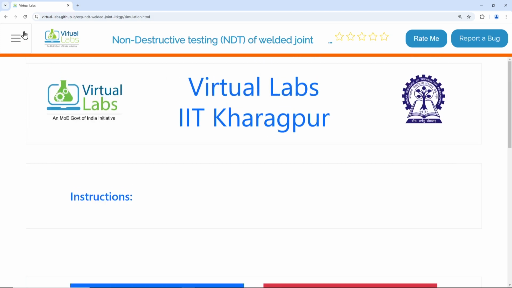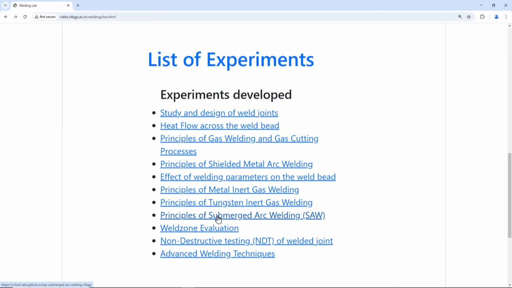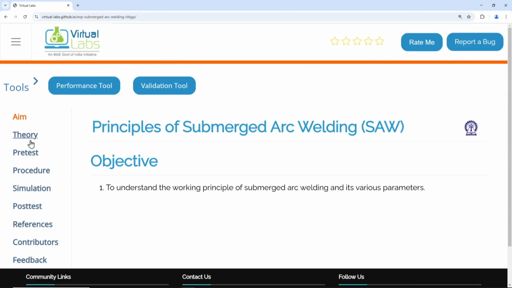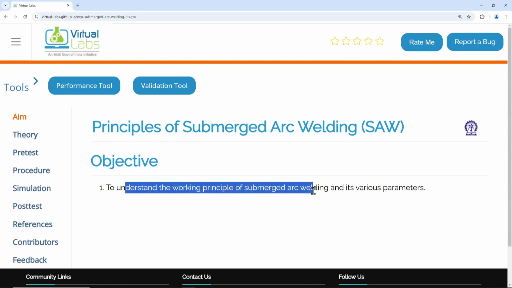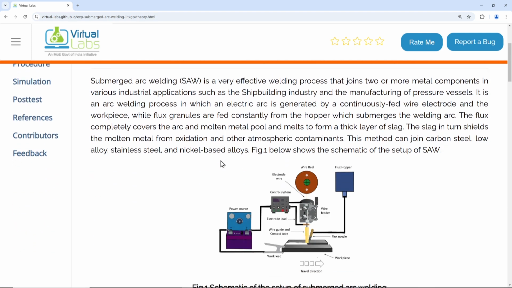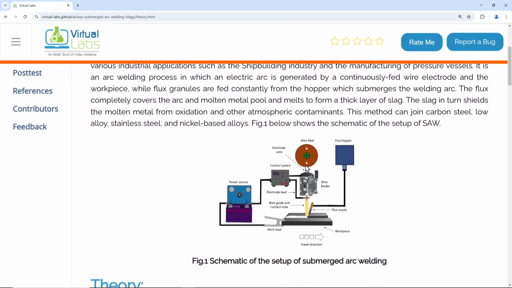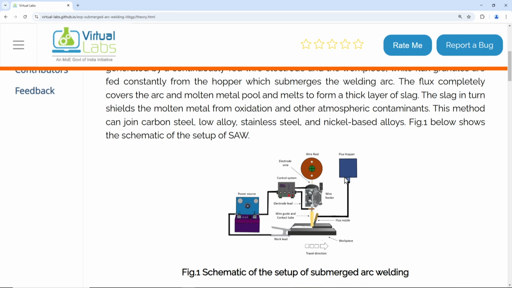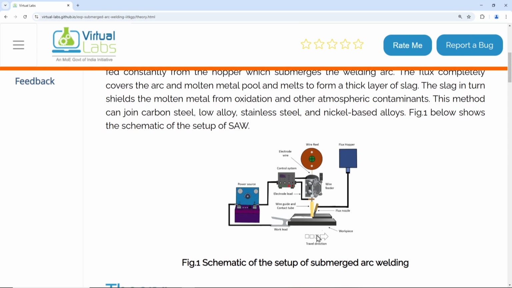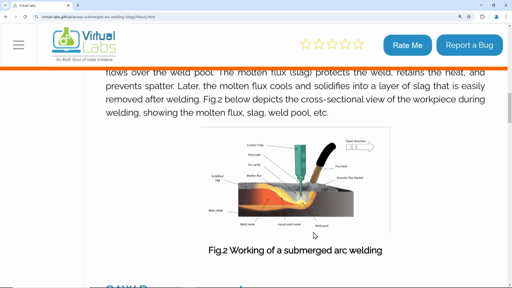Let me pick another experiment. Let me pick submerged metal arc welding. In submerged metal arc welding, the objective is to understand the working principle of submerged arc welding and its various parameters. The theory: there is a wire reel and a flux hopper, so that a continuous supply of flux is there and the arc is completely submerged under the flux.